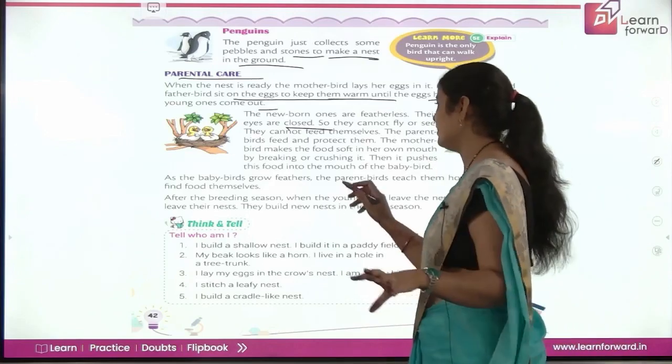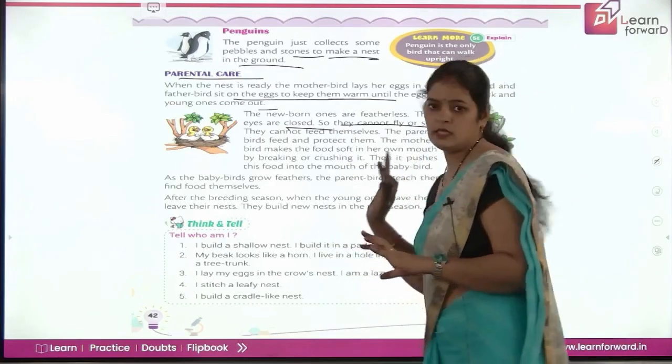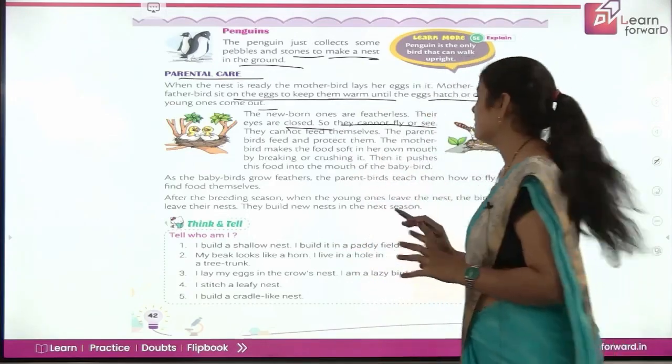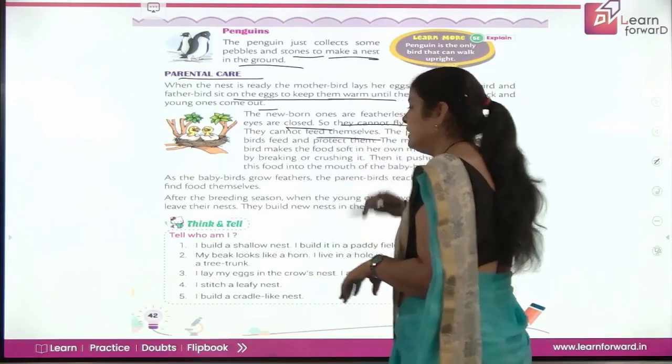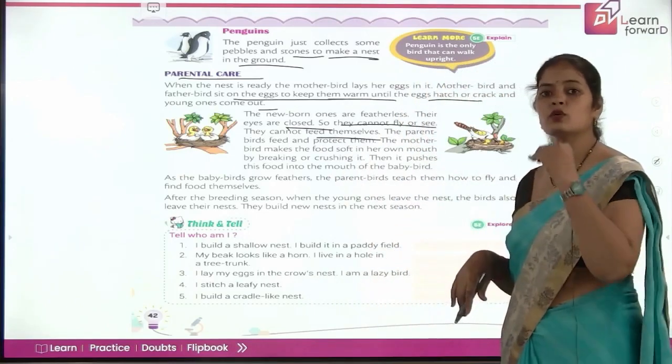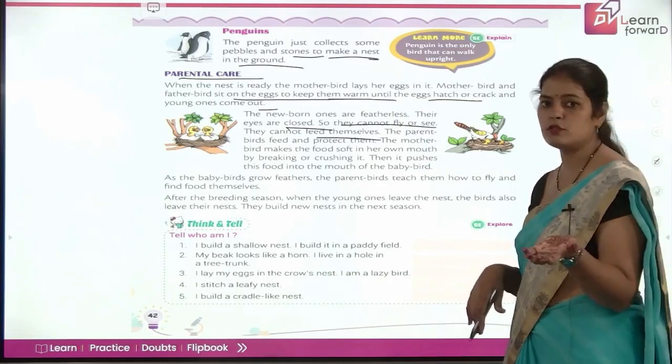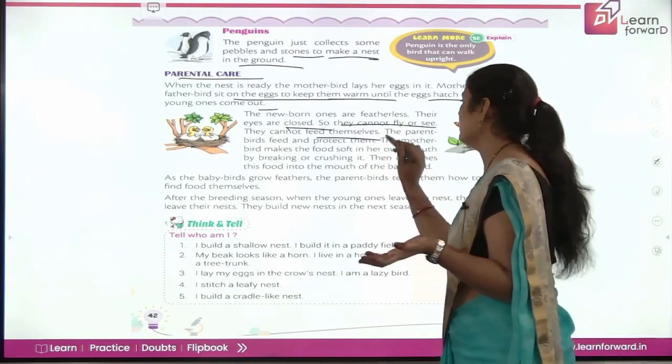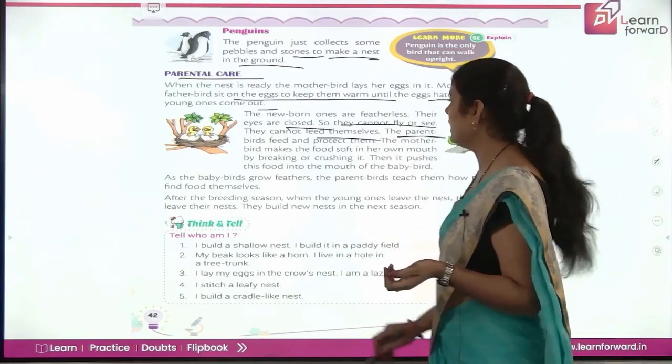They do not have feathers, so they cannot fly or see. So they cannot feed themselves. They cannot go out, fly and search for the food. So they do not feed themselves. The parent birds feed and protect them.